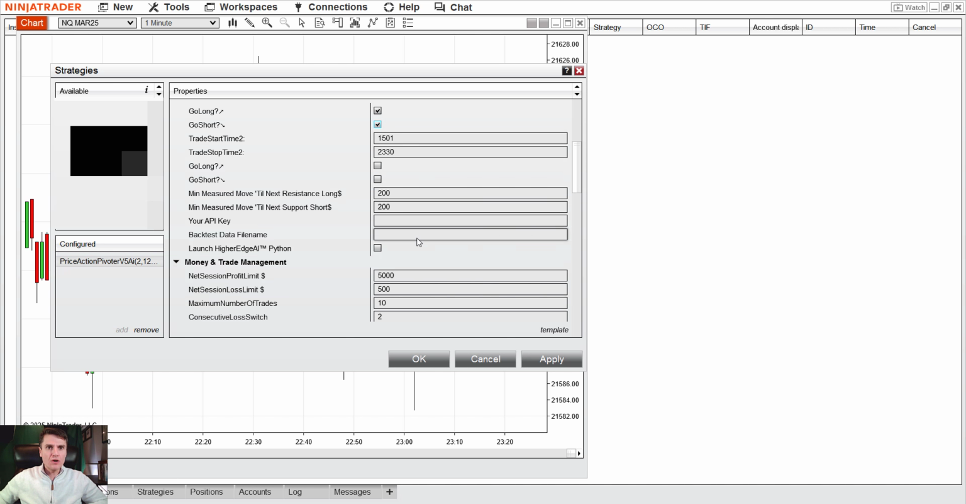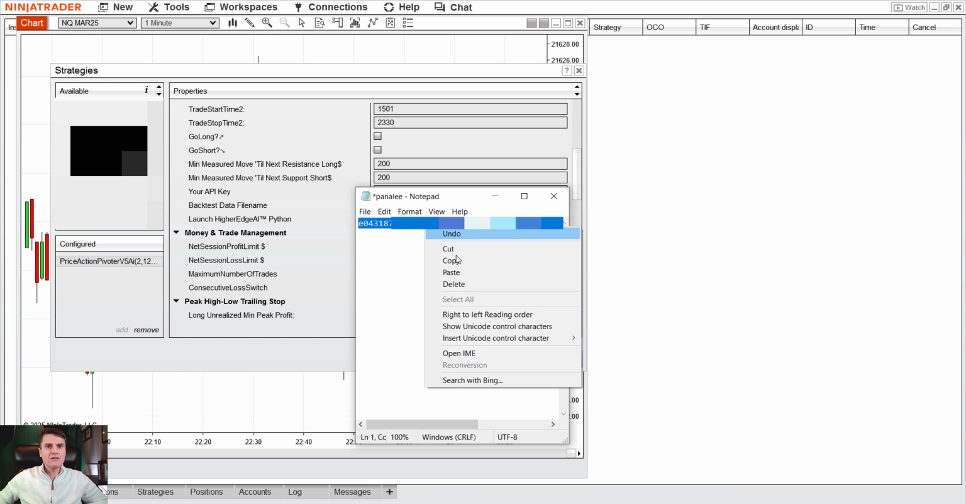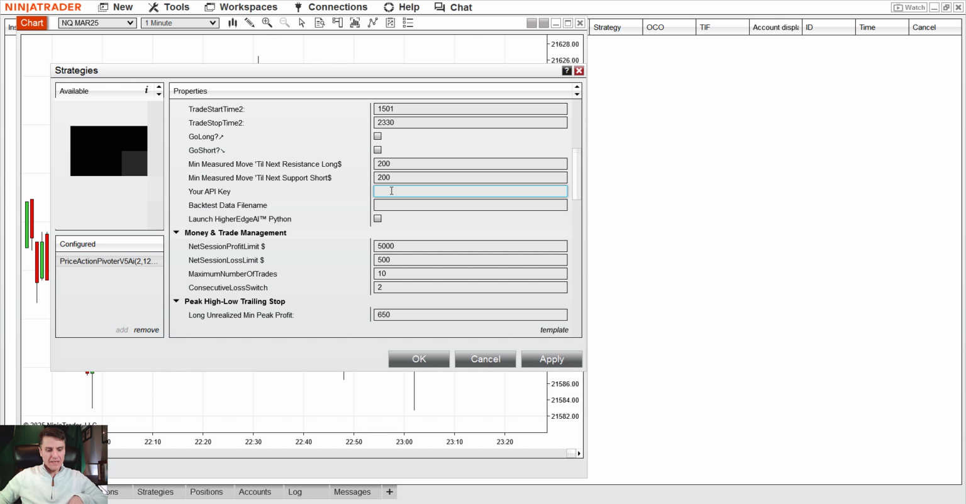I'm going to go long and short, and I'm going to need my API key real quick, which is right here. So I'm going to put that in. This is a temporary API key, so I'm going to get rid of that. You don't have to do anything for backtest data file name because we're not running a backtest. Remember, I said this is Tuesday. You're trying to set it up.